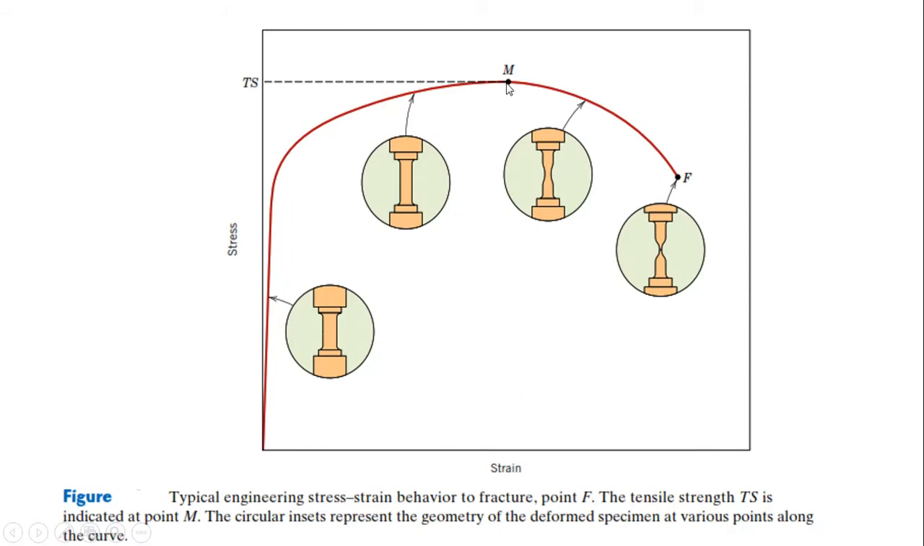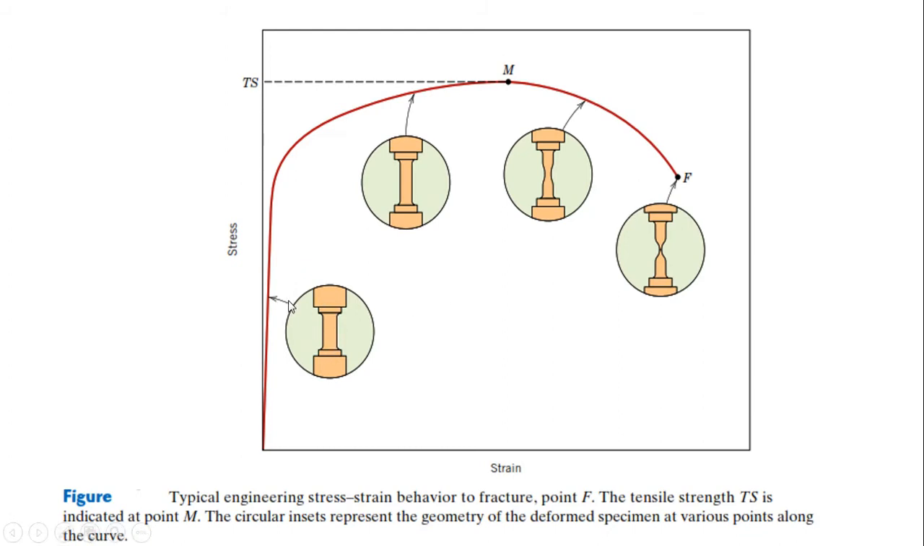And this point M is the maximum tensile strength of the material. This is the maximum load that the material can withstand, and this is the maximum stress value that the material can withstand. Fine. After that, the stress value decreases, but the strain value keeps on increasing. That means the elongation keeps taking place, and after some time, at point F, the material will break.